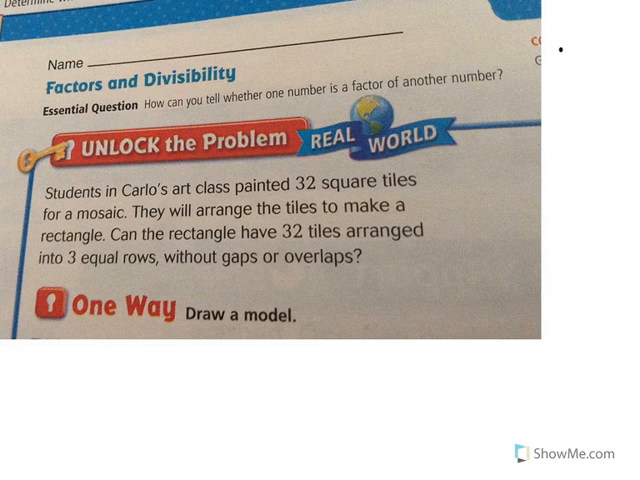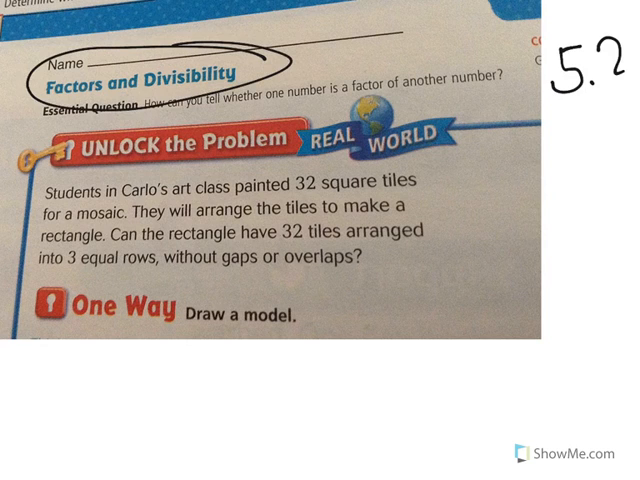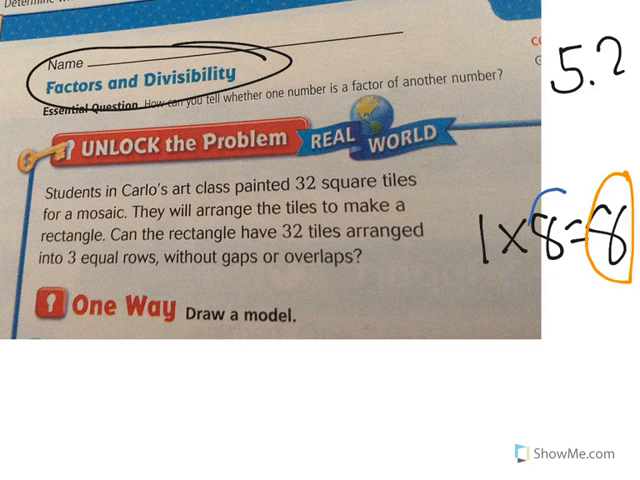Today we're dealing with 5.2, factors and divisibility. So we're dealing with factors again. Remember, a factor is any number times another number to get the product. So this with yellow is the product, blue here is a factor. So let's look at this problem. Actually, let's do this. This is our factors. And this is our product.